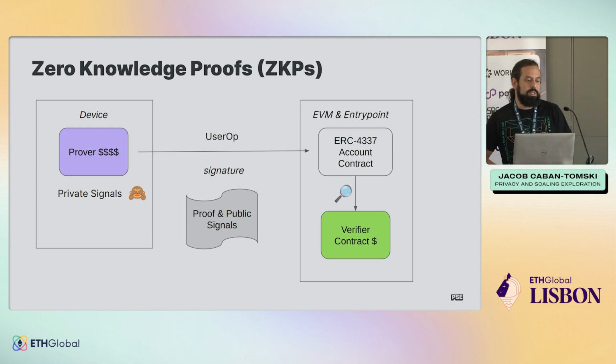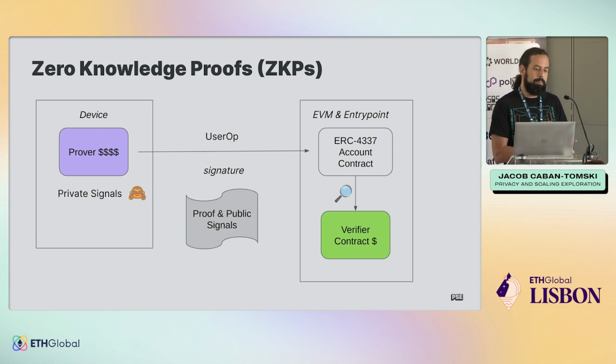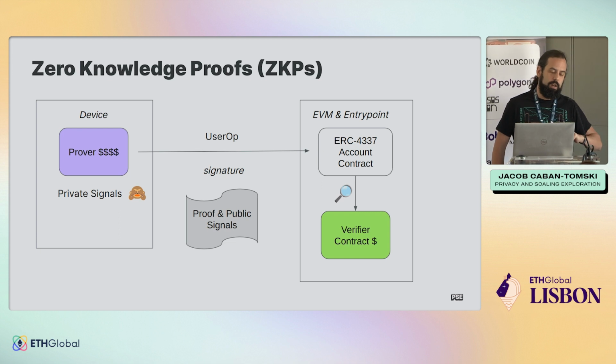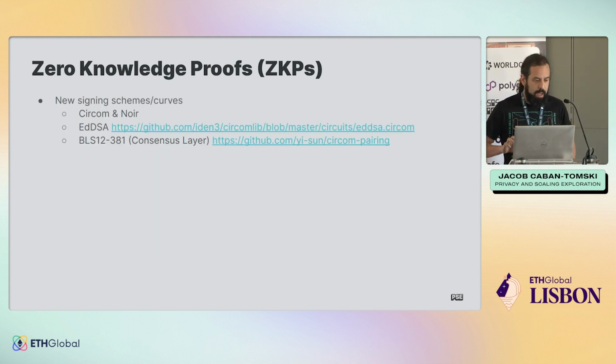Another one is potentially using zero-knowledge proofs as a way to sign your user ops. So on your device, which is the prover, you're going to have your private inputs, and you're going to have an expensive computation to generate a proof. We then push that proof and maybe the public signals into the signature field of that user op. And then finally, in the EVM and that entry point, our contract can go to a verifier contract and verify whether that proof is valid and whether it's going to process that user op. And so in this way, we can use those proofs to authorize a user op.